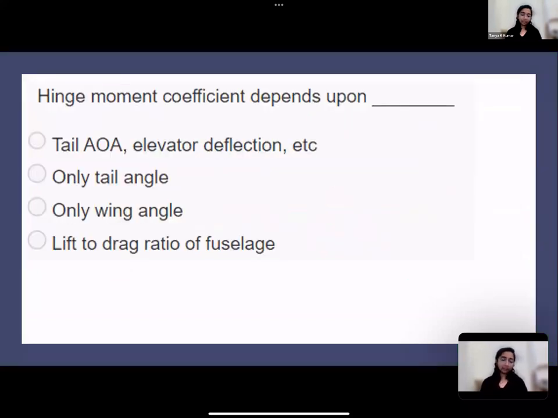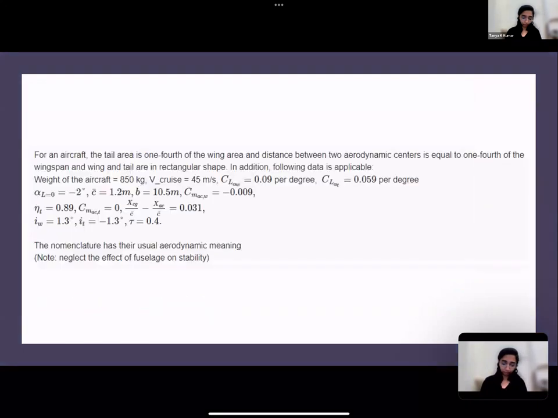Another question: a hinge moment coefficient depends upon. We've done this multiple times. A, exactly. So this is the equation. It has angle of attack, elevator deflection, trim tab deflection. Now here's a question. I think we have done something similar before, but let's just do this for practice.